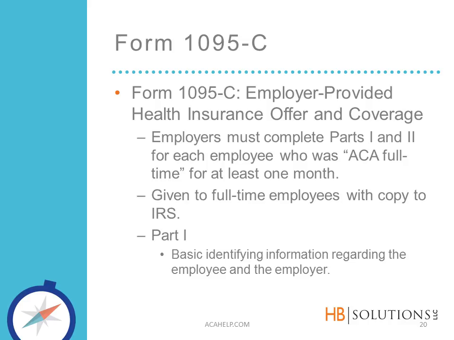So Part 1 must be completed by both fully insured and self-insured large employers. And this will require basic identifying information on both the employee and the employer. So for the employee, you'll need address, name, social security number. And for the employer, you'll need name, address, and EIN.